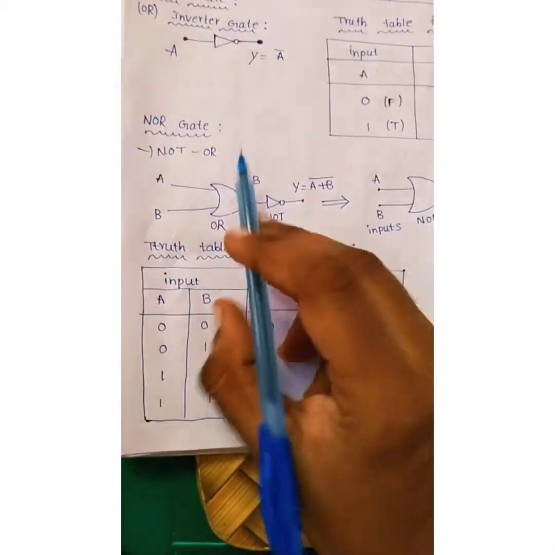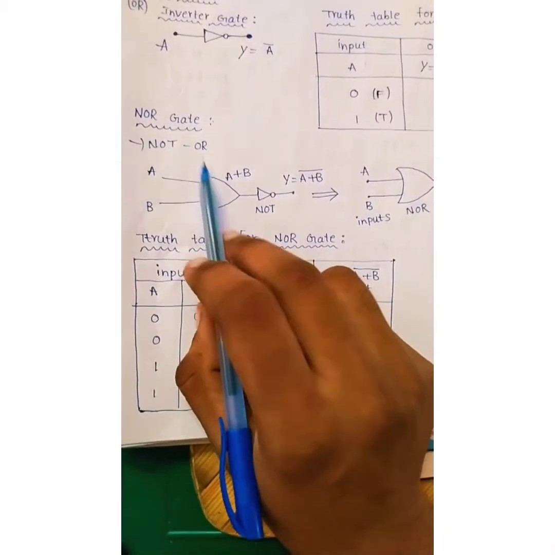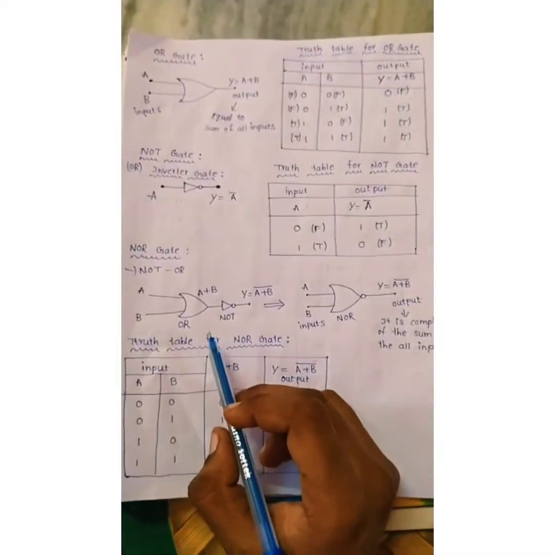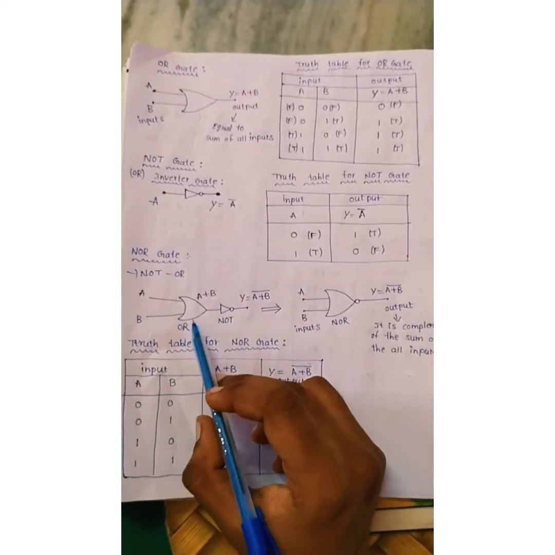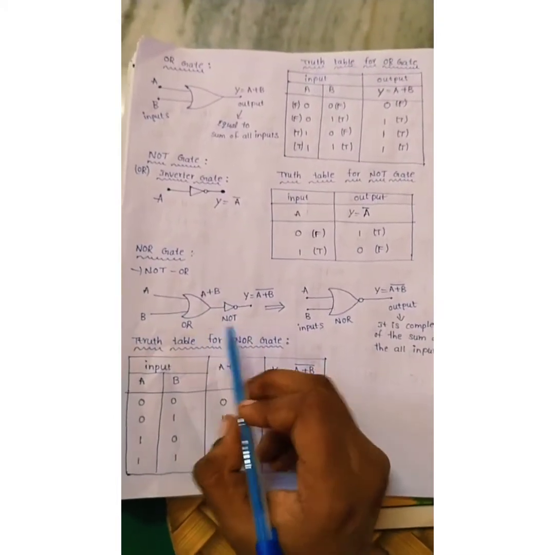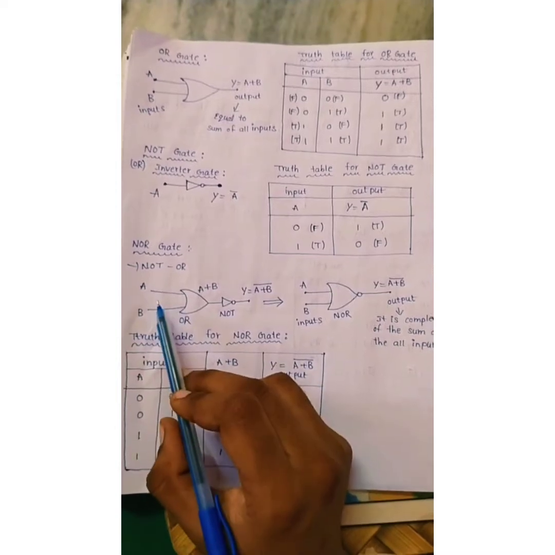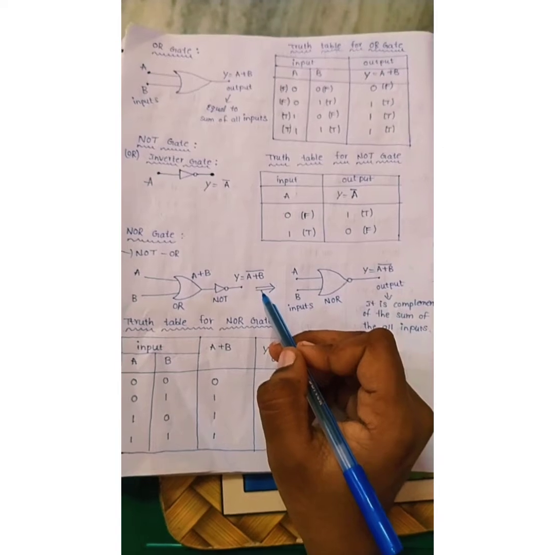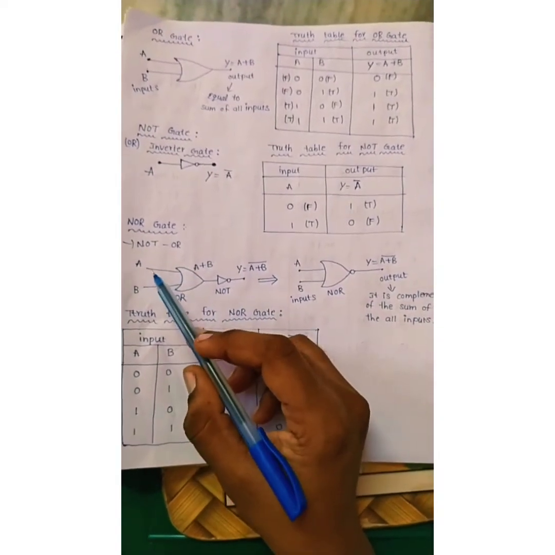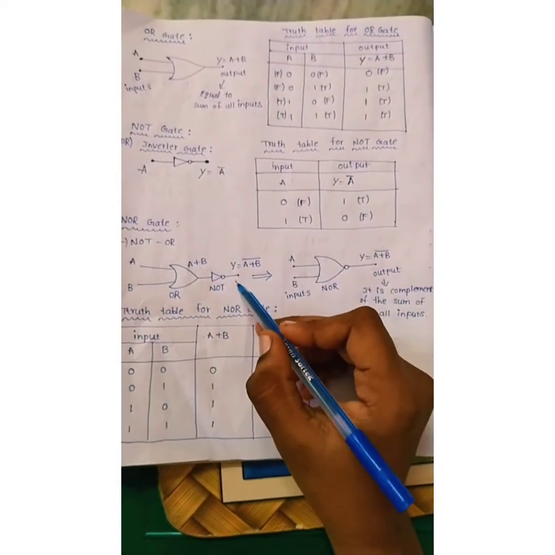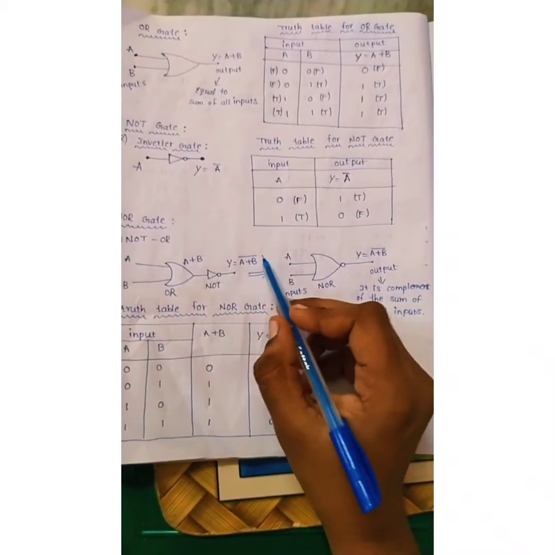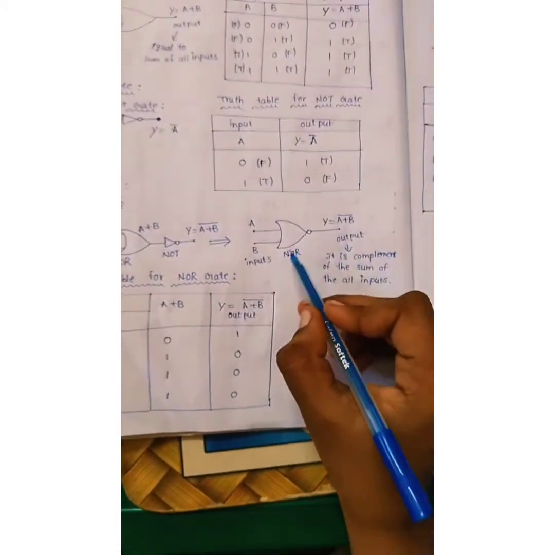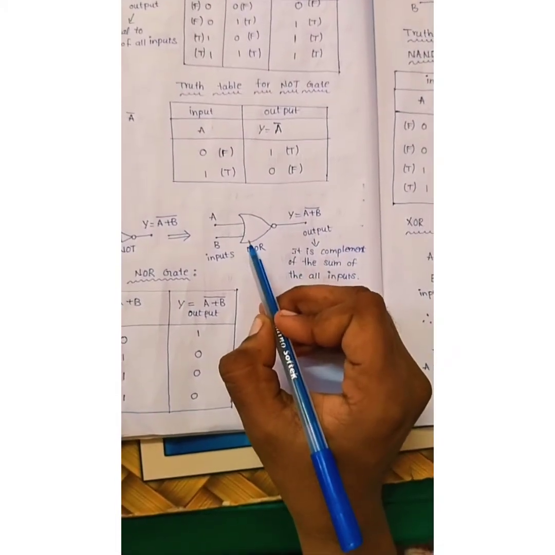And next one is the NOR gate. NOR gate means a NOT gate combined with an OR gate. See the logic symbol of the NOR gate. It takes two or more inputs and it produces one single output. Here we take the inputs A and B and the final output is y equal to A plus B, whole bar. And this logic symbol we can also draw in simple form like this.